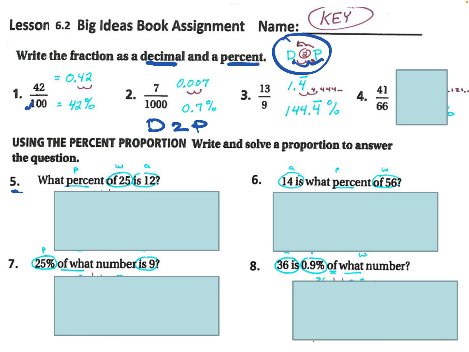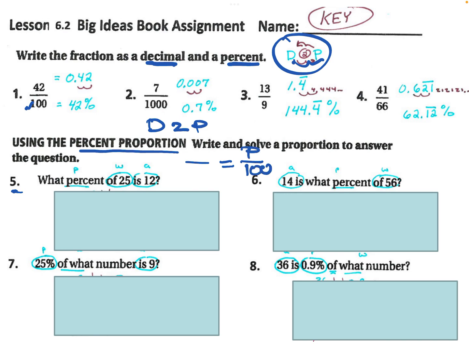Number 13 would be 144.4%. It is a repeating decimal. And 4166 is an ugly decimal here. It is a repeating decimal. 62% if you round it off. 62.12%.